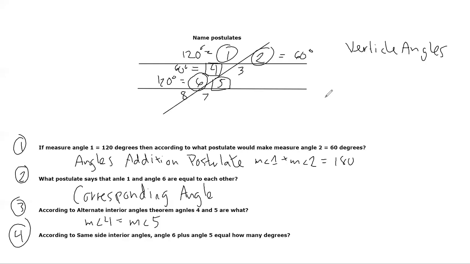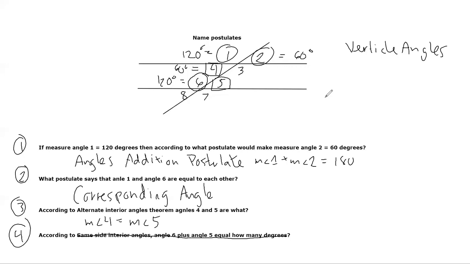Now, number 4, according to same side interior angles, angle 6 plus angle 5, right, equal how many degrees? Okay, there's a mistake on this one. I didn't realize I was supposed to name it something else, right? Okay, why don't we change the question. The question I'm going to give you is going to be a verbal question, okay? According to alternate exterior angles, if measure angle 1 is 120 degrees, how much is measure angle 7?